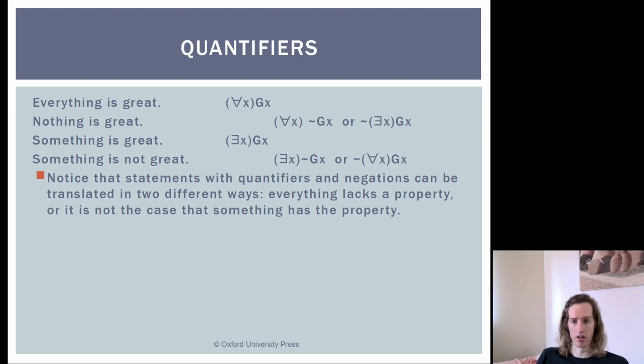And with the universal quantifier, we could say it's not the case that everything has the property of being great. So either everything has the property of being great, or at least something doesn't have the property of being great. If it's not the case that everything has the property of being great, that's because something would be lacking that property, which is to say something is not great. Notice that the two statements with quantifiers and negations can be translated in two different ways. So everything lacks a property, or it is not the case that something has a property. So some of these sentences we could use either the universal or the existential quantifier to express them, as you can see here.